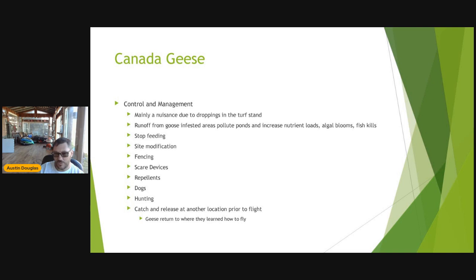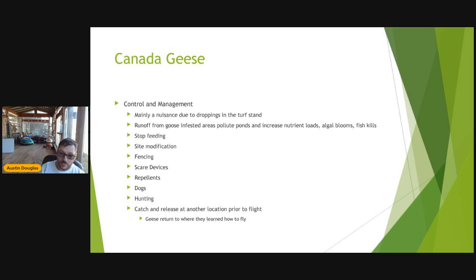Also, because of those droppings, they're going to have runoff that's going to increase nutrient loads, algal blooms, and fish kills. So it can cause a lot more damage to the environment by having a ton of geese walking around. The big thing that you want to do for managing geese would be stop feeding. You want to modify the site, maybe install some fences, some scare devices. Repellents work well. Dogs, chasing them off. Hunting can't always be done in every application if you're in the city, but it's definitely an option.